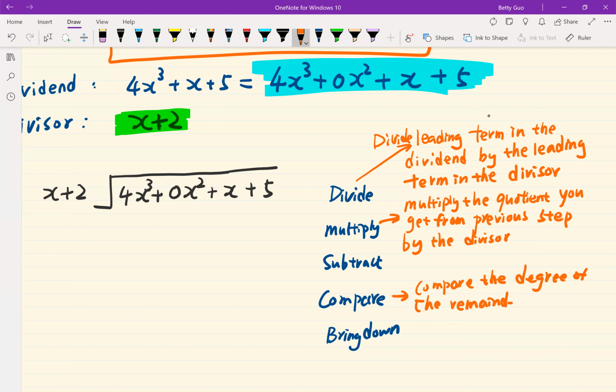Divide the leading term in the dividend by the leading term in the divisor. Multiply the quotient you just got from the previous step by the divisor. Compare the degree of the remainder with the degree of the divisor. Bring down if the degree of the remainder is not strictly less than the degree of the divisor. Not 100% of the details, but most of the details are right here. Let me know when you finish.